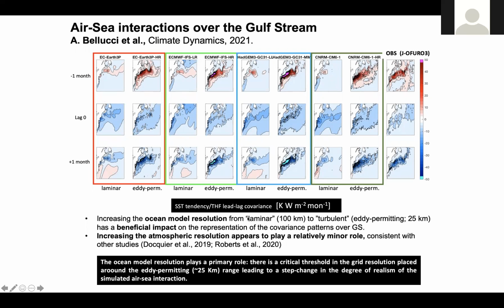We have some covariance patterns that develop over the oceans in low resolution and high resolution. As we compare these to observations, these are the observations here. These patterns, both 1 month before and 1 month after, are much more realistic compared to the observations in the eddy-permitting models.